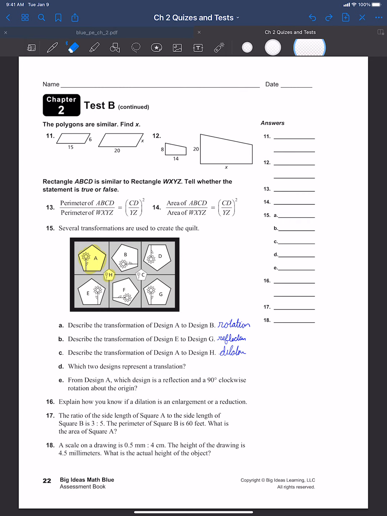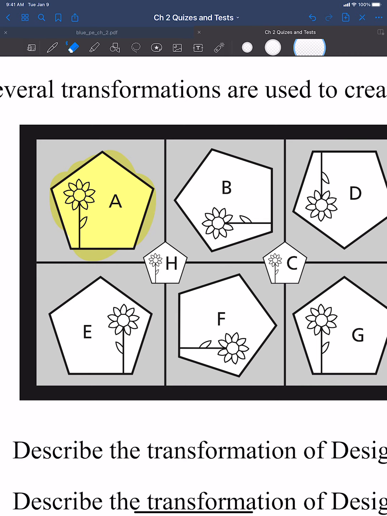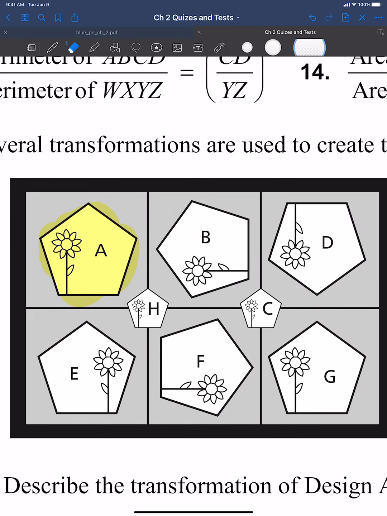It says from design A. So I'm going to highlight just A. Get rid of H, which she's not in this math class. Which design would be a reflection and a 90-degree clockwise rotation about the origin? So first of all, which one would be a reflection and then a rotation? Let's look at each of these. Clockwise or counterclockwise? It says clockwise 90. So I'm just going to look at B for a second, okay? You guys following me? Yeah.